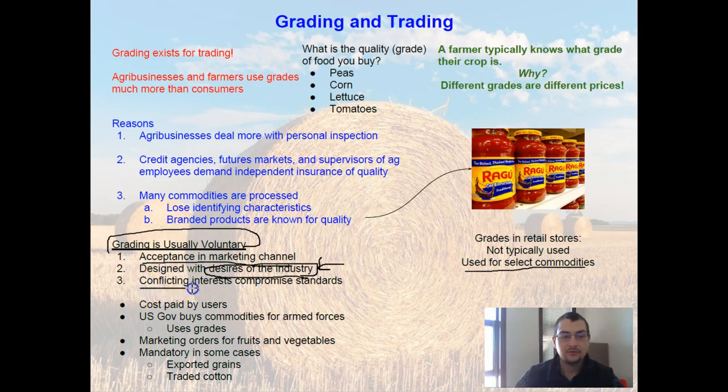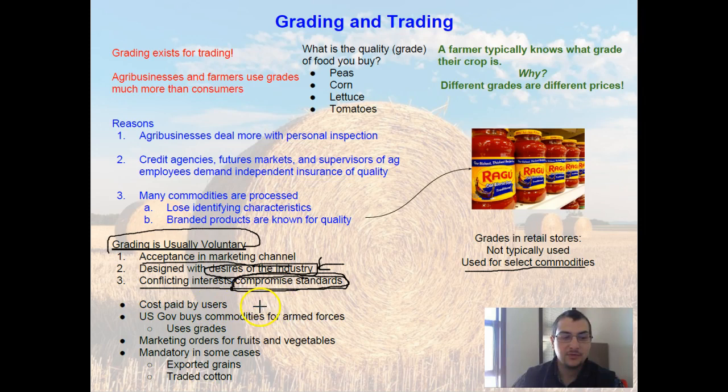And usually whenever we have conflicting interests, we compromise standards. So whenever we have conflicting interests, in a sense that, say, a farmer wants their commodity to grade one step higher, but yet they have a lower quality good, it starts to compromise that standard. What I mean by that is if we develop standards for, say, corn, and we have a certain set of corn that's number 3 corn, but we try to change the standards in order to classify it as number 2 corn, it starts to compromise the integrity of that quality of that standard.